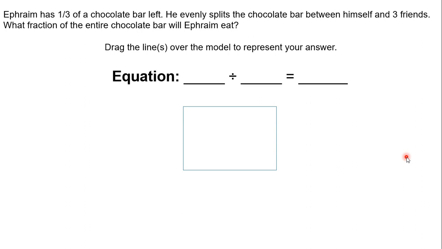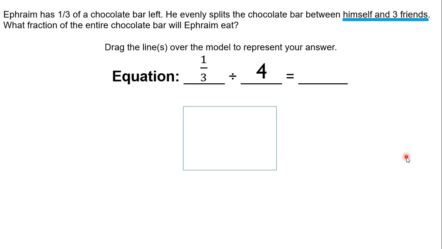All right, Mr. Pritchard, what's getting split up here? Chocolate bar. 1/3 of a chocolate bar. So that number is our dividend, the first number in our equation. And how many pieces are we dividing this chocolate bar into? 4, for each of the 4 people. We know that there's 4 because it's splitting between himself and 3 friends. So now we're doing 1/3 divided by 4.